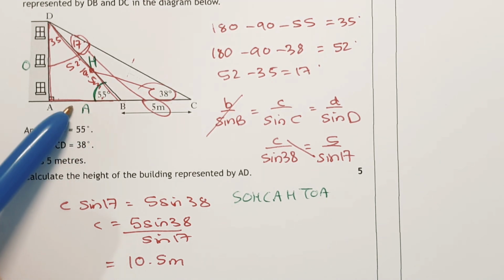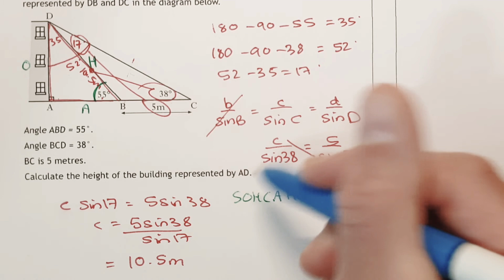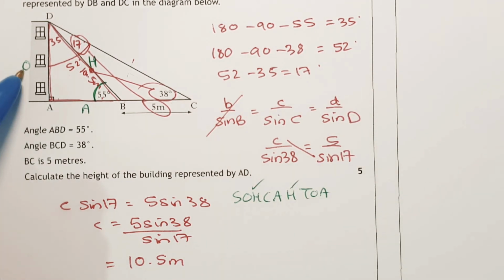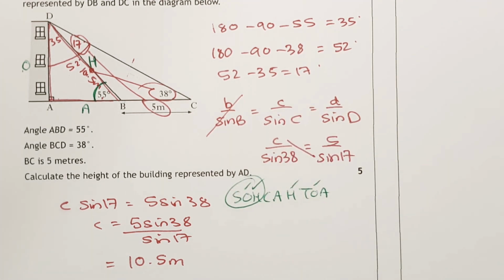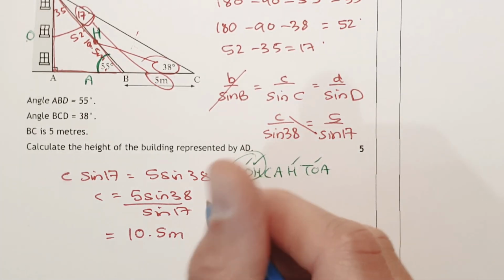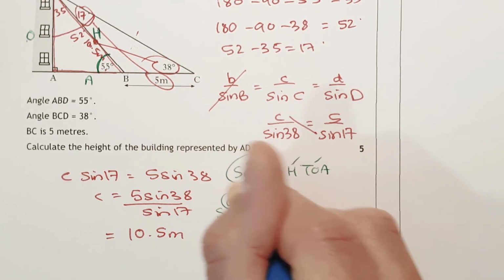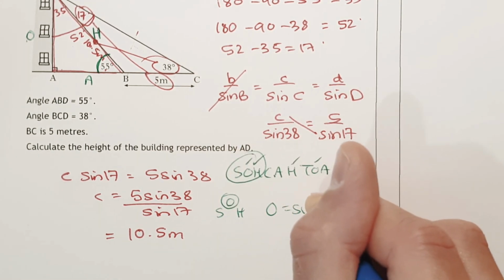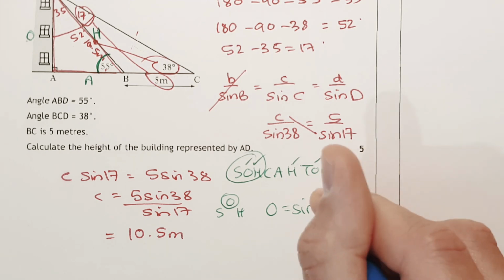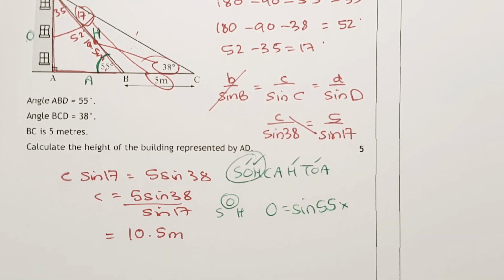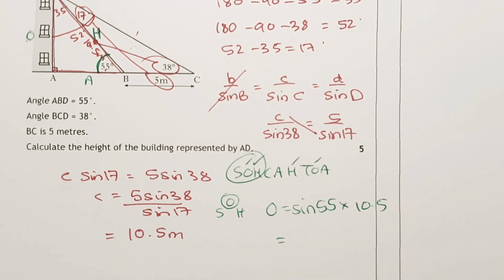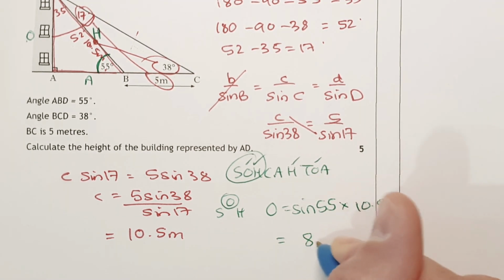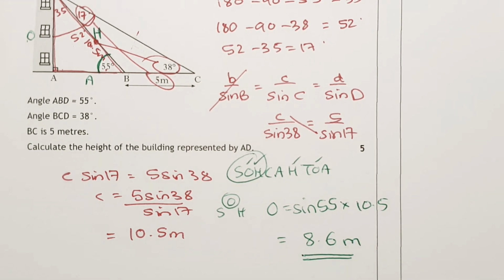So here I don't have my adjacent, so I've no interest in the adjacent. I've got my hypotenuse, and the one that I want to find is the opposite, that's the height of the building. So I'm going to use the sine ratio. So SOH, and it's the opposite I'm trying to find. So the opposite is sine of the angle, which is 55, times by the hypotenuse, which is 10.5. So sine 55 times 10.5 gives us a height of 8.6 meters.